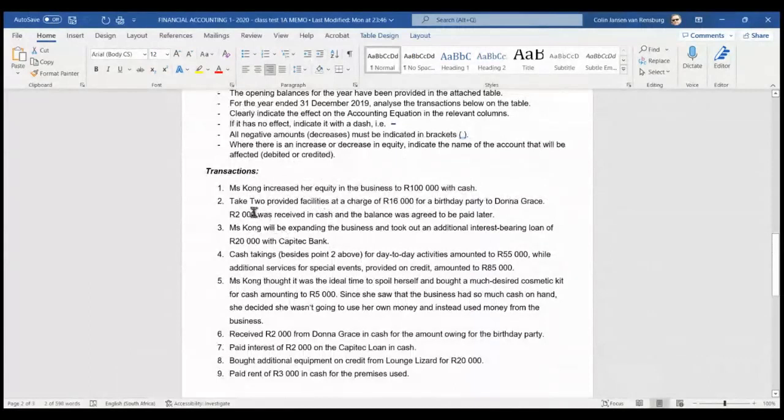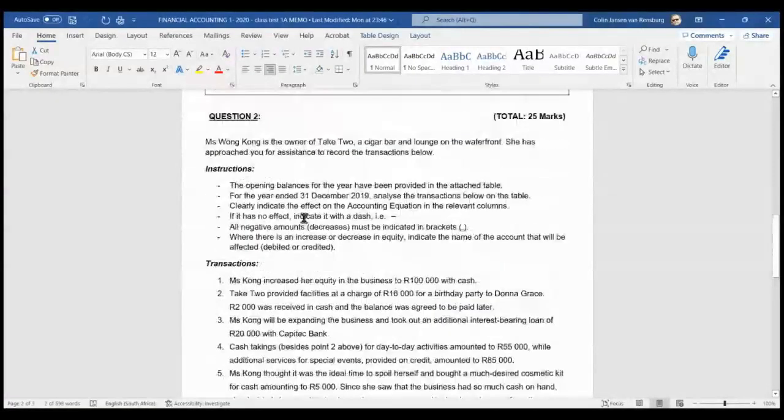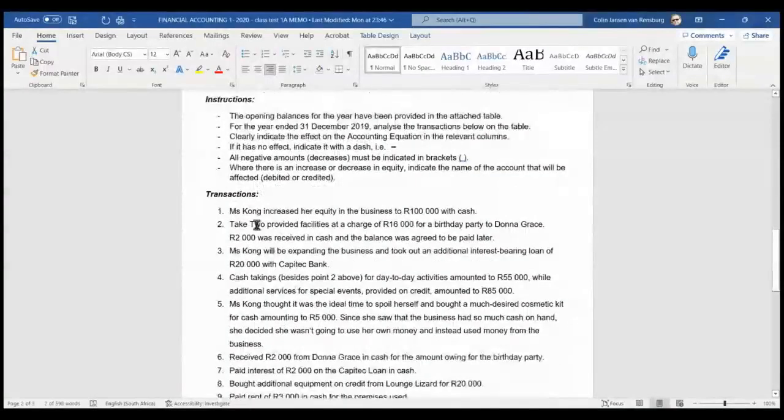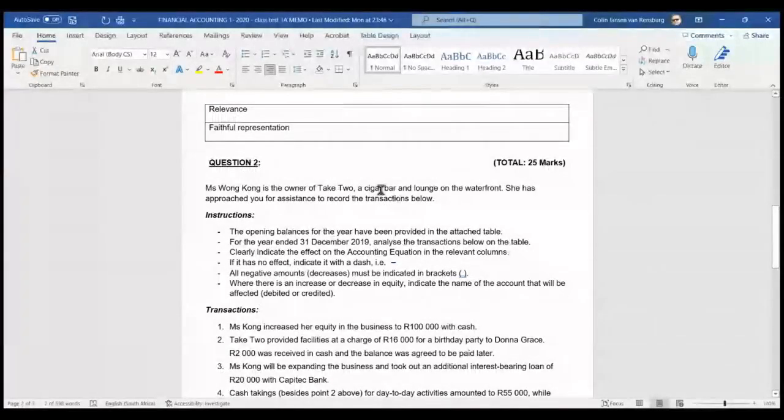Second one. Take Two. Okay, we know what is Take Two. This is our business. This is Miss Wong Kong's business, right? Miss Wong Kong, her business name is Take Two. So they are saying Take Two provided facilities. And what is their business? They have got a cigar bar and a lounge in the waterfront. So they provide facilities for parties and for people coming in to have a nice smoke.